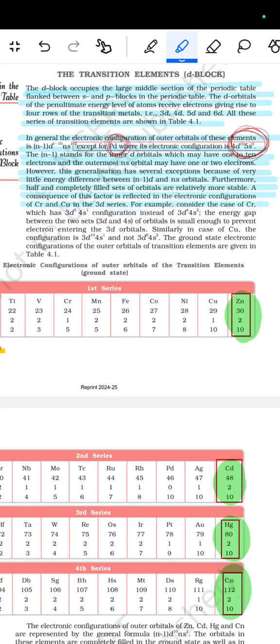series. For example, consider the case of Cr, which has 3d5 4s1 configuration instead of 3d4 4s2. The energy gap between the two sets, 3d and 4s, of orbitals is small enough to prevent electrons from entering the 3d orbital. Similarly, in the case of Cu, the configuration is 3d10 4s1 and not 3d9 4s2. The ground state electronic configuration of the outer orbitals of the transition elements are given in table 4.1.